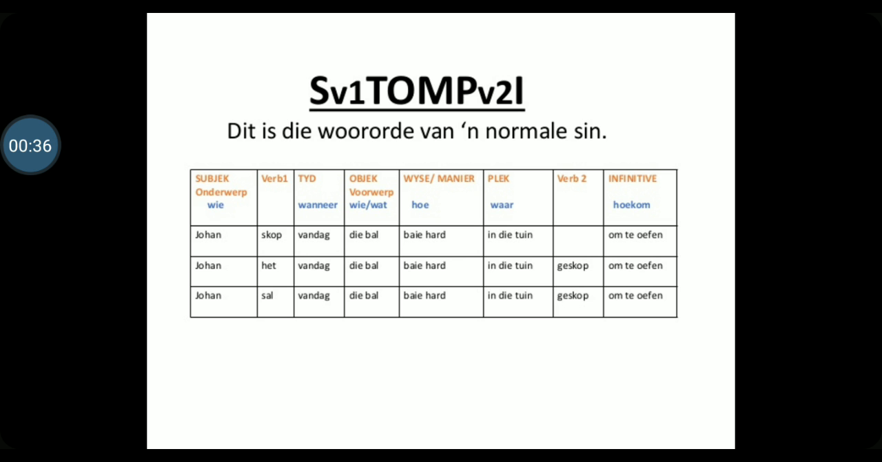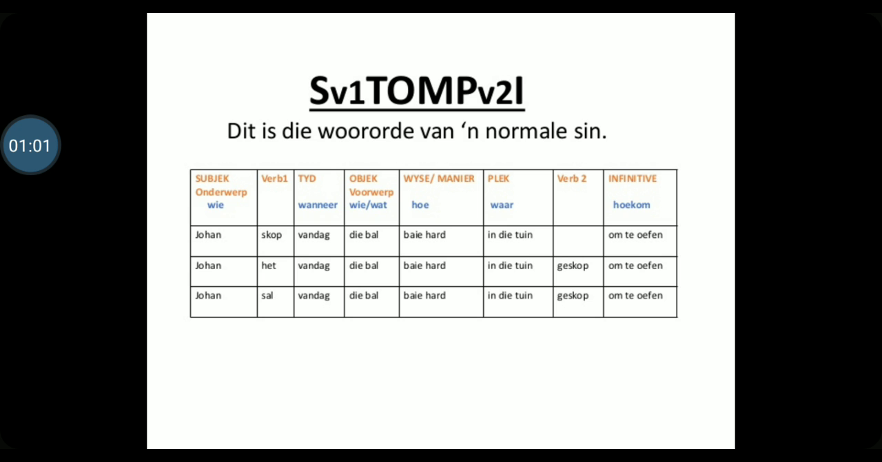Okay. So stompie is basically the word order of a normal sentence in Afrikaans. So die woordorde. Okay. So each letter stands for something. The first one is S. The S stands for subject, or in Afrikaans onderwerp, die wie. So who the sentence is about. So Johan is the first sentence.